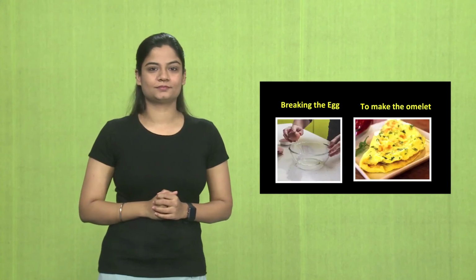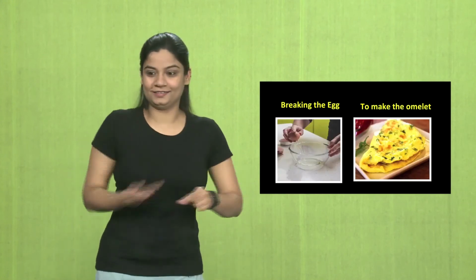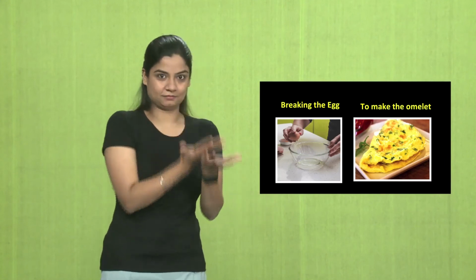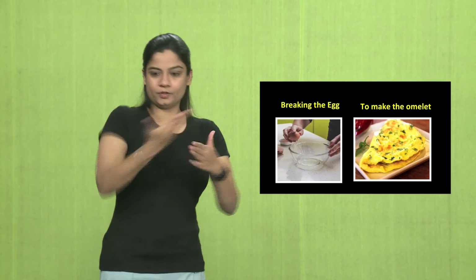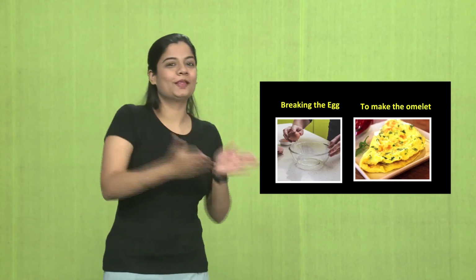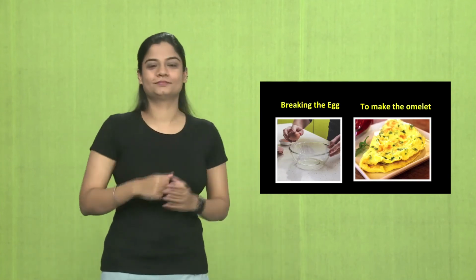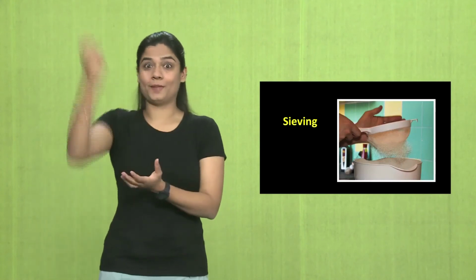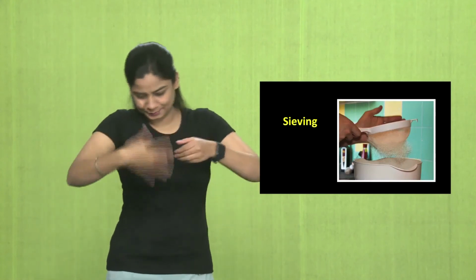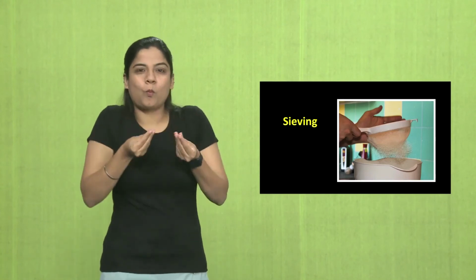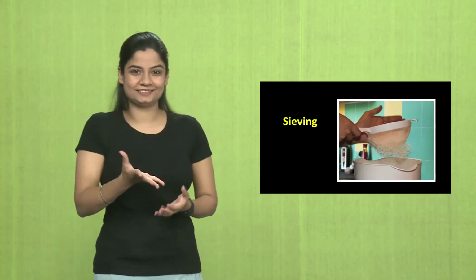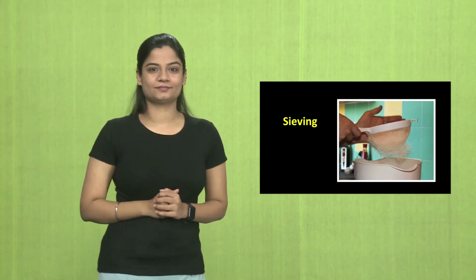For making an egg, you need to break the egg in a bowl. You need to add masala, pyaz, tomato, etc., whatever is needed for making an omelette. So pre-preparation for making an omelette also. When we buy flour from the market, we have to sieve it. Sieving separates the larger pieces from the smaller ones. All the insects or the inedible parts need to be removed through sieving.